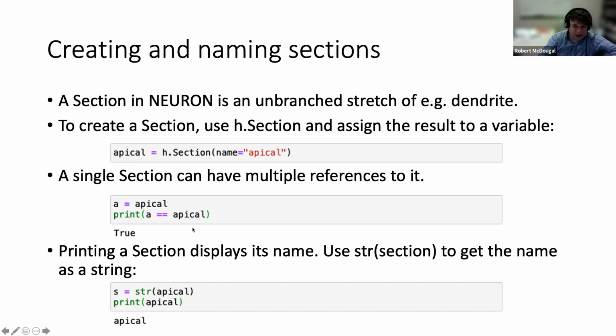So I can have another variable that refers to this, a equals apical. Now I could refer to it by apical or by a. I could check to see if two things are the same in Python. Well, okay, that's a slight lie. I could check to see if two things are equal in Python using the double equal signs. This is going to print out True if they're referring to the same section, or False if they're not. If I want to get that string name, I just use str. The string of the object gives me the string representation, so s here is the literal string apical.